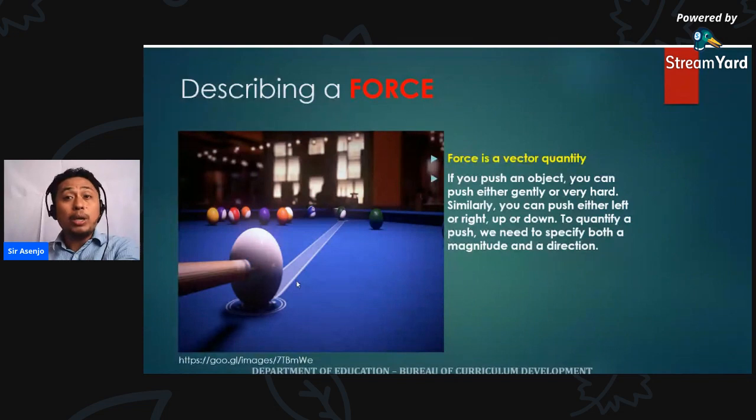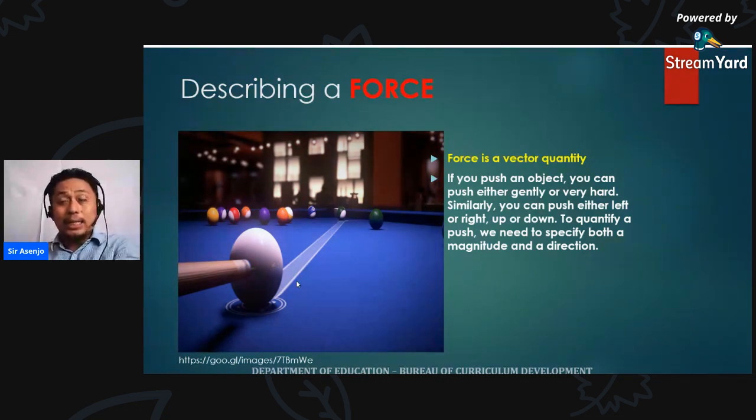Are you fond of playing billiard? Oh, good. I know you're fond of playing billiard. In that example of the billiard, you can hit the white ball. In Bisaya, we call it the bulamano. You can hit it either strongly or gently, depends on you, and you can push it to the left, to the right, in whatever direction you want. So in this case, force is a vector quantity.